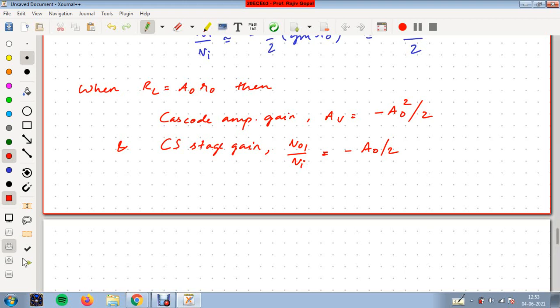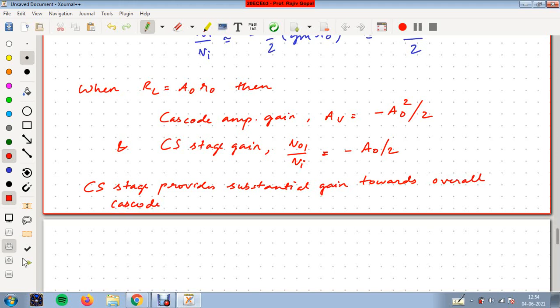So here you can say that the common source stage provides substantial gain towards the overall cascode gain. Okay, so this is the point which I wanted to make.